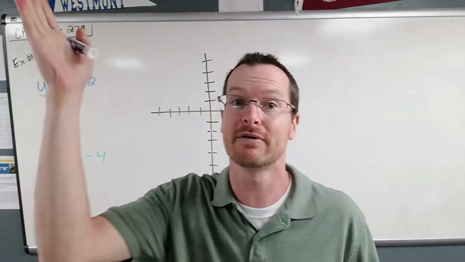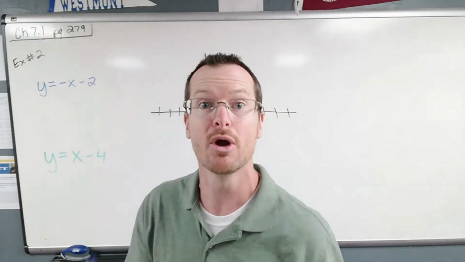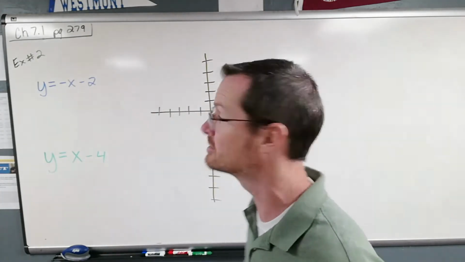It's just saying if I have a line coming one way and a line coming the other way, where do they intersect? What point is on both lines? So let me show you.